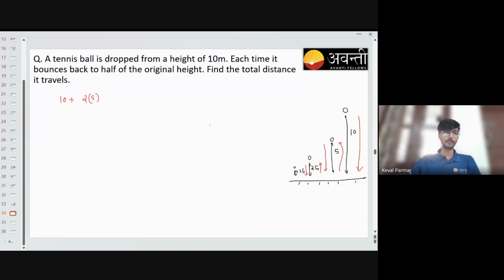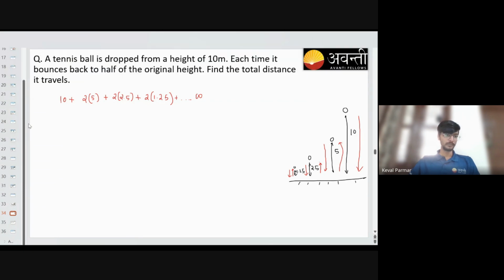So 2.5 came how many times? 2 times. So I'll write plus 2 into 2.5. Again, when it bounces back, it gets 1.25 one time, 1.25 second time. So plus 2 into 1.25. And this will continue infinite times till the ball stops bouncing.